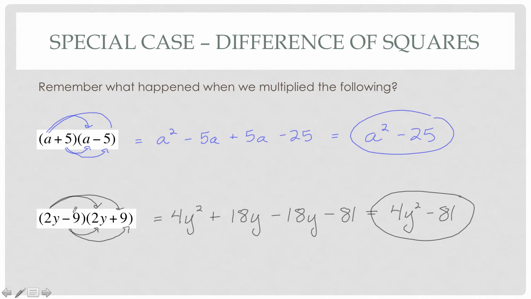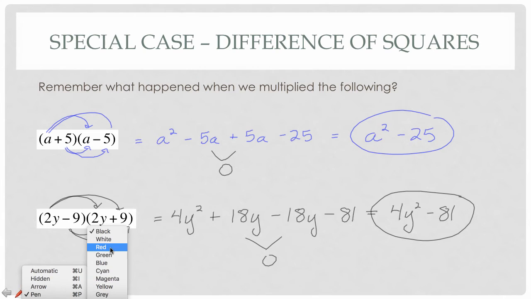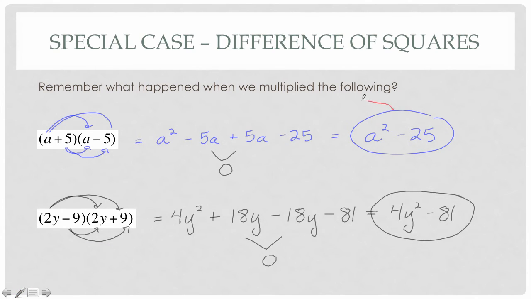So this was a special case of the sum and difference formula, right? Same numbers, 2y, 2y, 9, 9. The only difference is one is positive, one is negative. When they multiply, your middle terms always turn into 0, right? But now again, we're trying to work our way backwards. I want to undo it. So what happens if we start with this? If I have a squared minus 25, can we recognize what is going on and get it back into this?